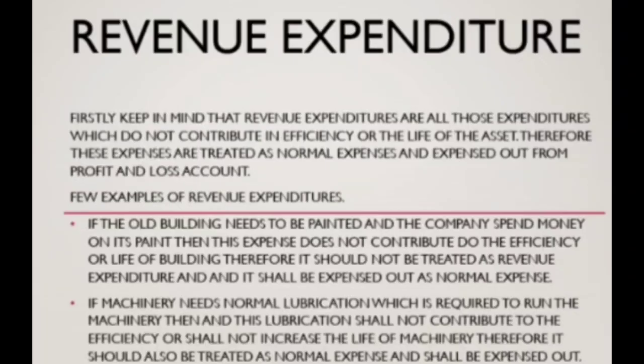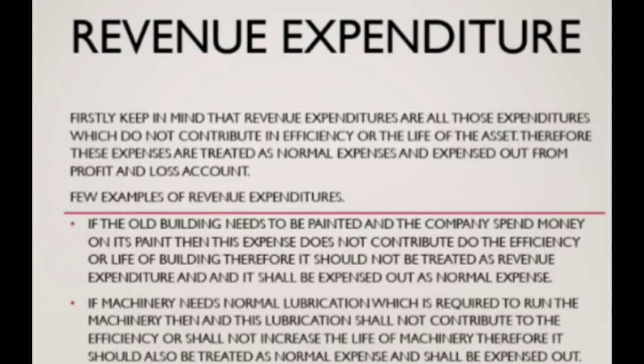Revenue expenditure. Firstly, keep in mind that revenue expenditures are all those expenditures which do not contribute to the efficiency or the life of the asset. Therefore, these expenditures are treated as normal expenses and expensed out from the profit and loss account. A few examples of revenue expenditures are as under.